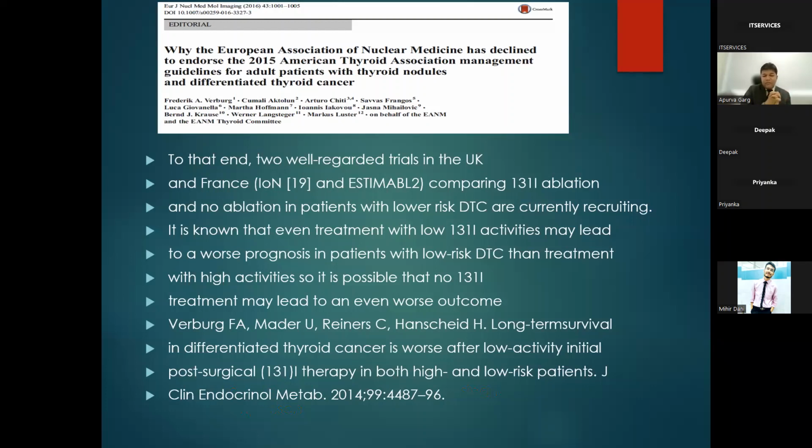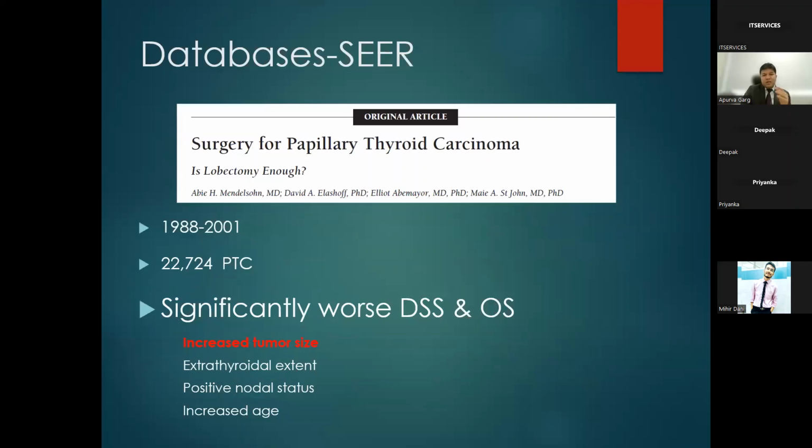And Verburg et al. showed that outcome in differentiated thyroid cancer is worse after low-activity initial post-surgical iodine therapy in both high-risk and low-risk patients. Now we have a newer study from the SEER database, which showed that in 22,724 patients with PTC, there was significantly worse disease-specific survival and overall survival with increased tumor size.